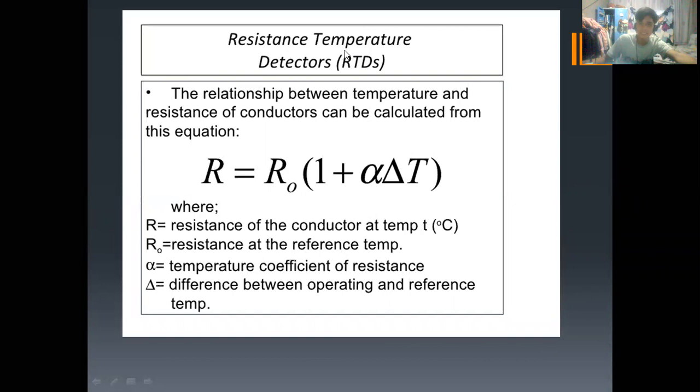Ayan. Resistance temperature detectors. The relationship of temperature and resistance of a conductor can be calculated from this equation: R is equal to R sub O multiplied by 1 plus the temperature coefficient of resistance multiplied by delta T, the difference between the operating and reference temperature.